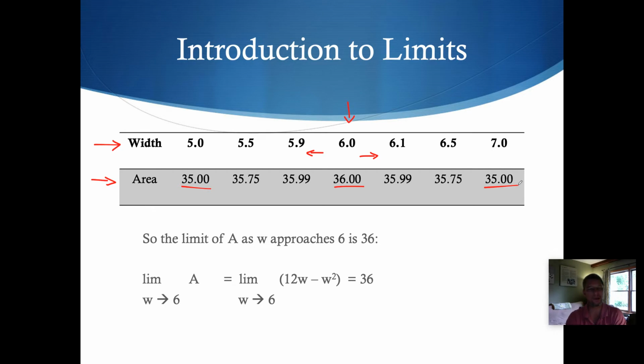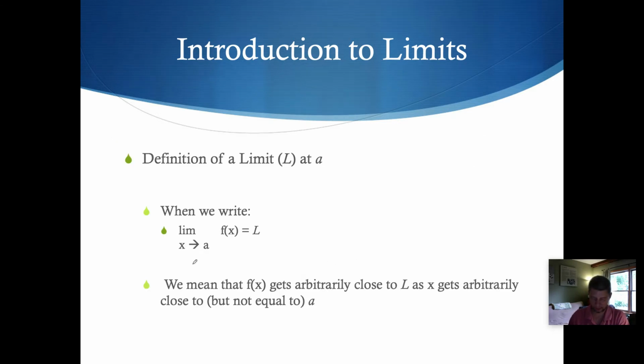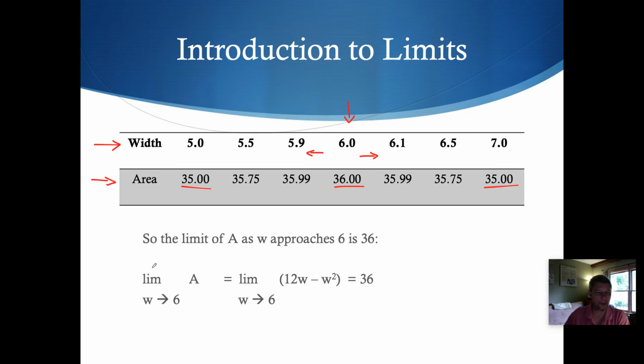And so what that means is that the limit of A for area as W for width approaches 6 is 36. Written in limit notation, that would be the limit as W approaches 6 of A is the same as the limit as W approaches 6 of 12w minus w squared, which I know is 36.